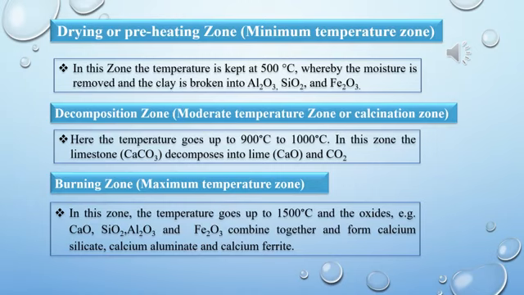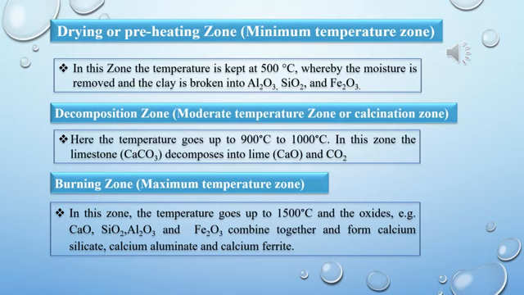Now, the next stage is the decomposition zone, which is the moderate temperature zone or calcination zone. Here, the temperature goes up to 900 to 1000 degrees centigrade. In this zone, the limestone, calcium carbonate, decomposes into calcium oxide and carbon dioxide.